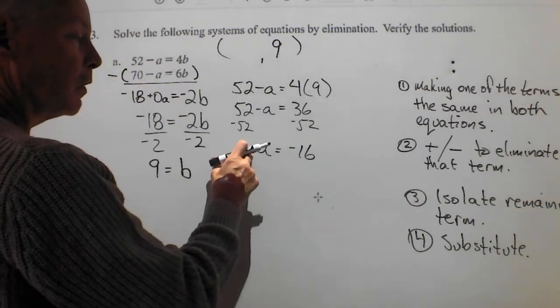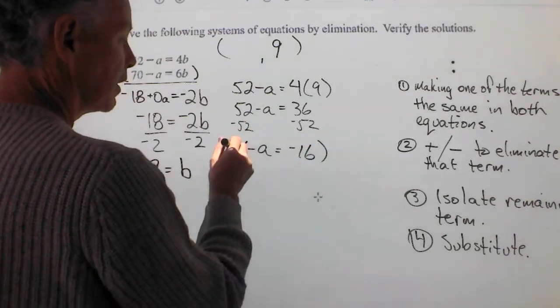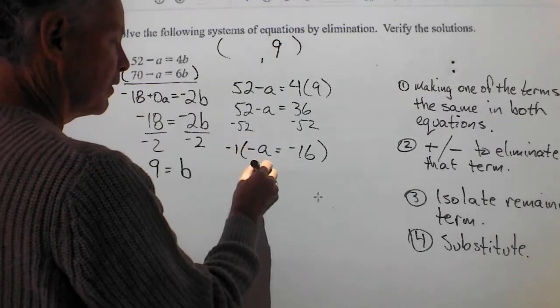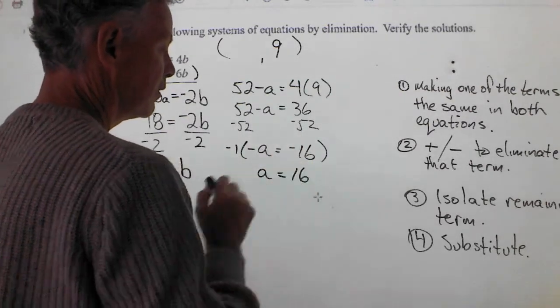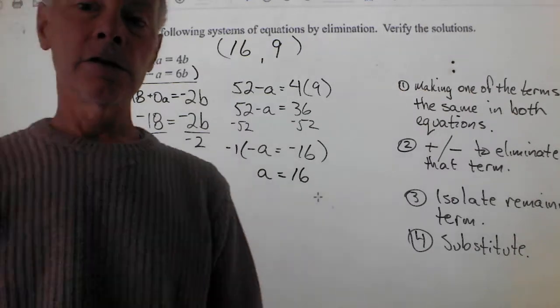Finally, we don't want that negative sign there, so we know how to get rid of that. We can multiply everything through by negative 1. Negative 1 times negative a is positive a. Negative 1 times negative 16 is positive 16. That gives us our second variable.